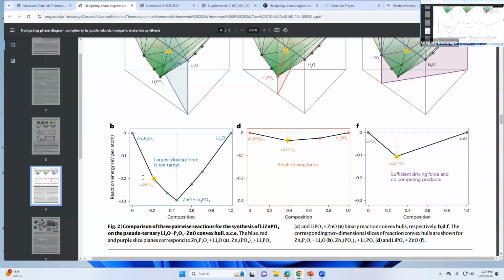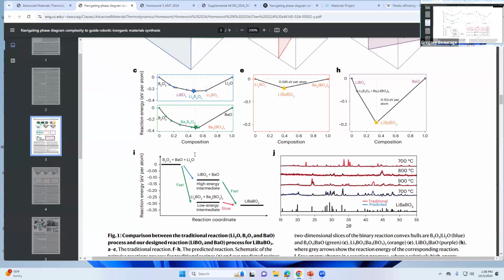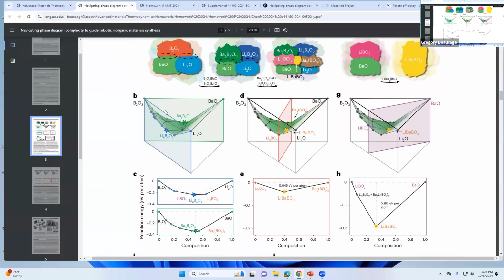So anyway, the slices here that he goes through. Let me go through these. The blue one is the pure boron, lithium, but no barium, and he finds out there's a minimum for this lithium borate. Then the green one is no lithium, and he finds out there's a barium borate that's got a minimum energy, or a maximum reaction, so it's going to drive to that product.